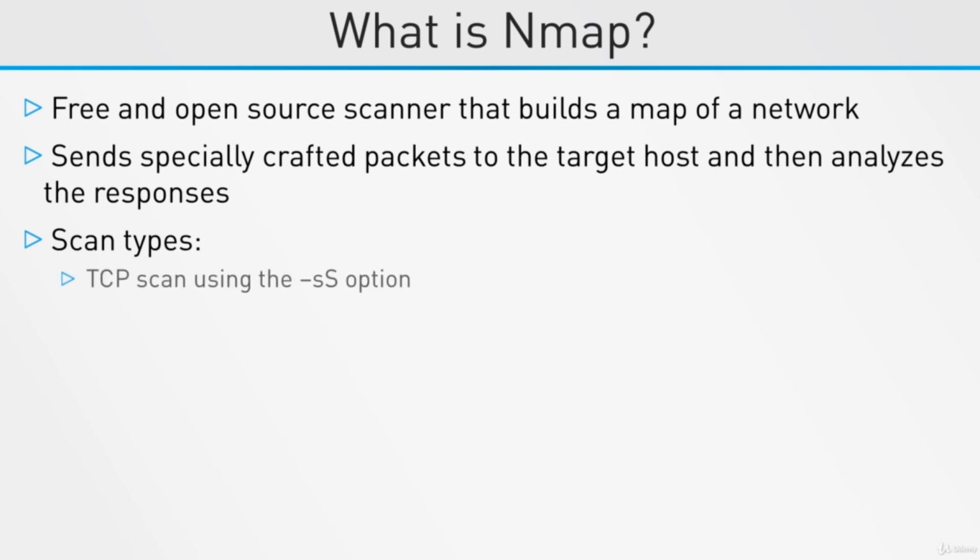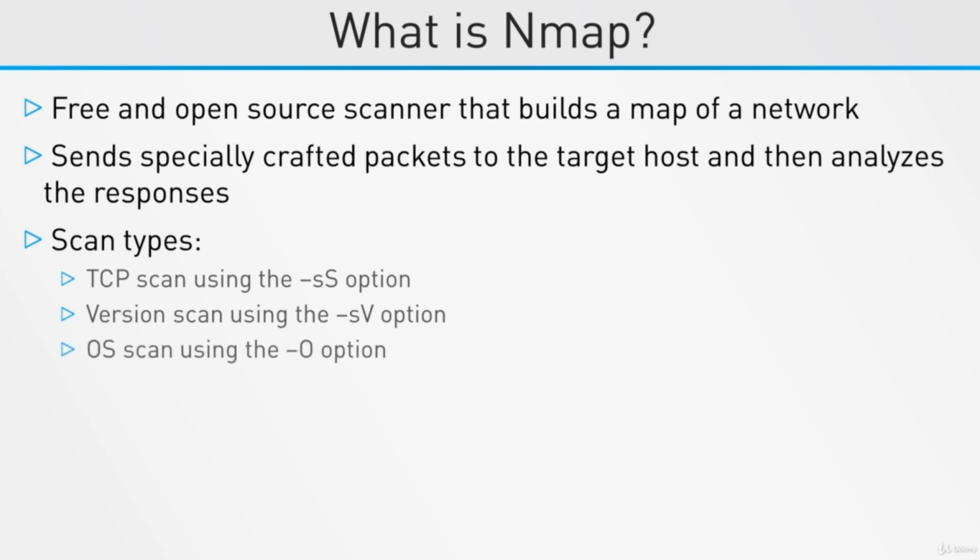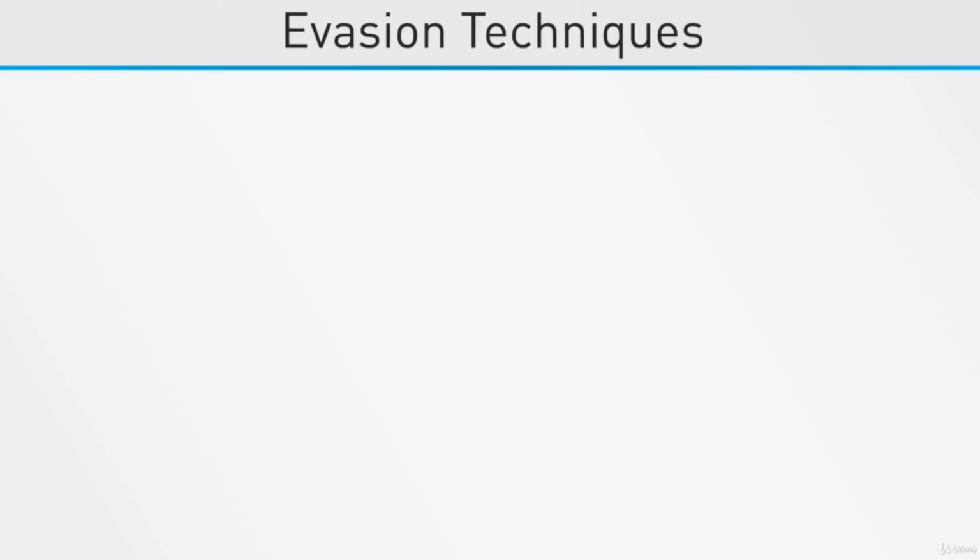And examples of scan types that we can use with Nmap are TCP scan using the -sS option, version scan using the -sV option, operating system scan using the -O option, target port scan using the -p option. And we can use evasion techniques to evade firewalls and intrusion detection systems. So we can adjust timing, which controls the balance between performance and accuracy, and there are 6 timing templates that can be used.